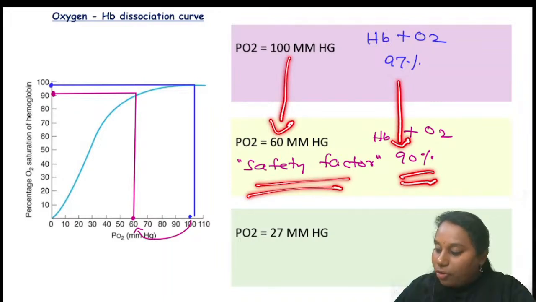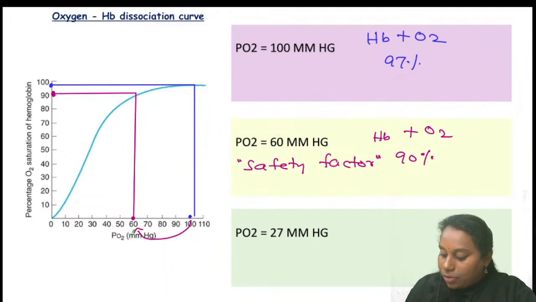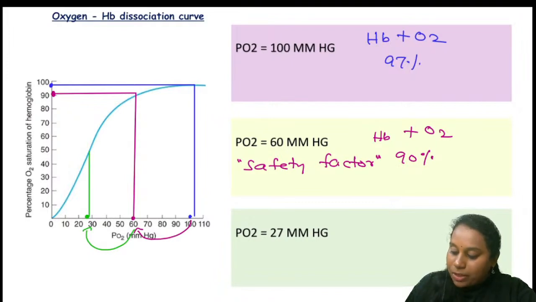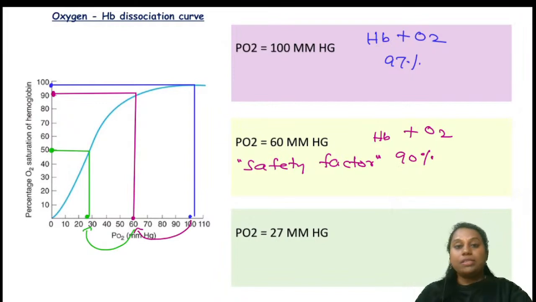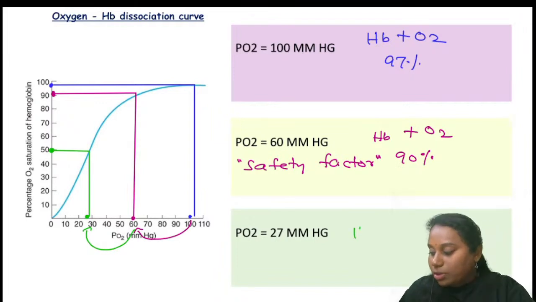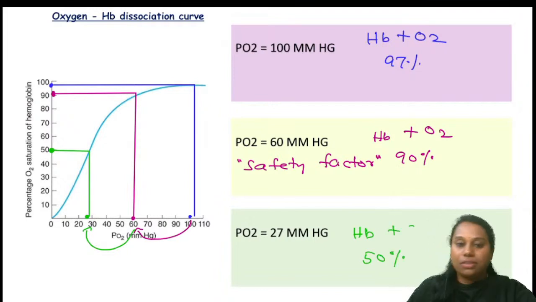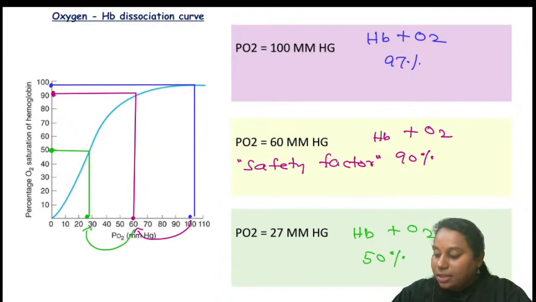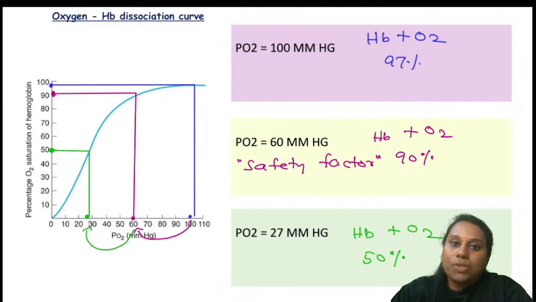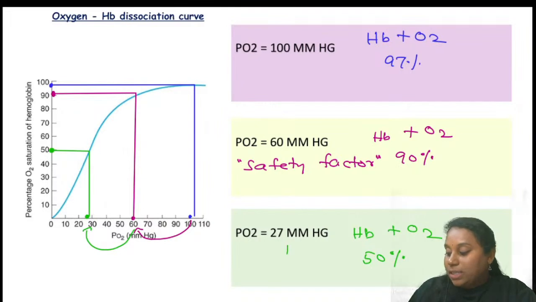A further fall in PO2 to 27 millimeter of mercury. See what has happened to saturation. Saturation has fallen to 50%. It means when PO2 is 27 millimeter of mercury, hemoglobin is 50% saturated with oxygen. These are all normal values. Even without giving the curve, they can ask you all these values. And 27 millimeter of mercury is called P50.